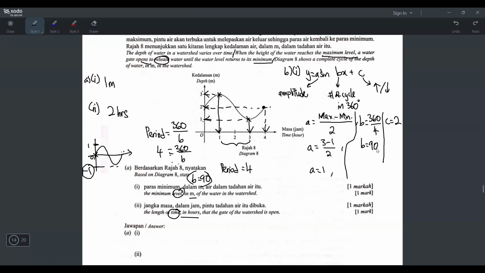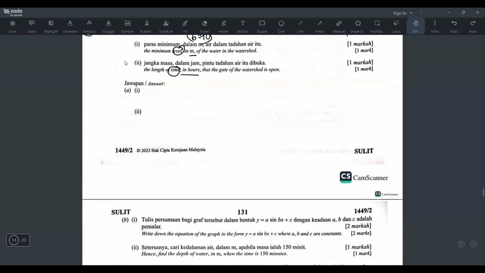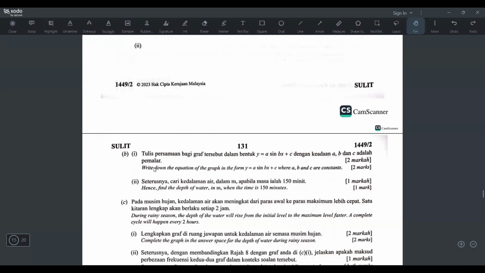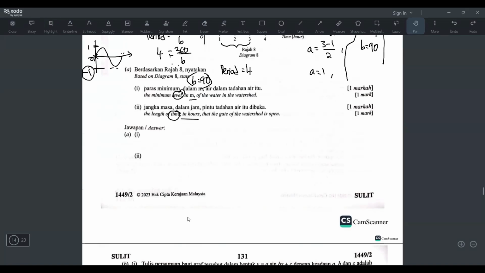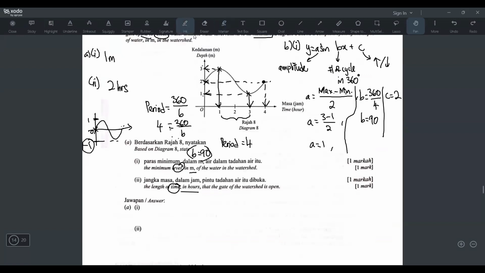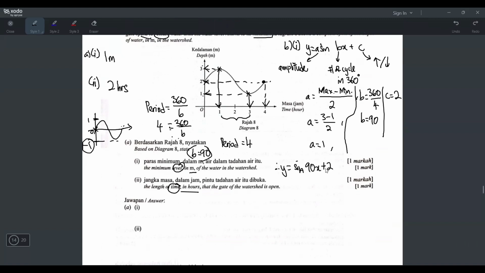That's why the C is 2. So this is your ABC answer. Okay, but the question, did they ask for ABC? No, they want you to write down the equation in this form. So I have to write like this for them. Y equals sine 90x plus 2. Yeah, I have to write like this.